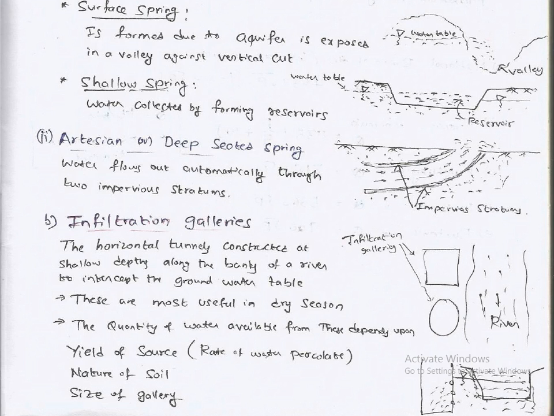Infiltration gallery, the horizontal tunnel constructed at shallow depth along the banks of the river to intercept the groundwater level. These are most useful in the dry season. The quantity of water available for these depends upon the yield source, rate of water percolation, nature of soil, and size of gallery.